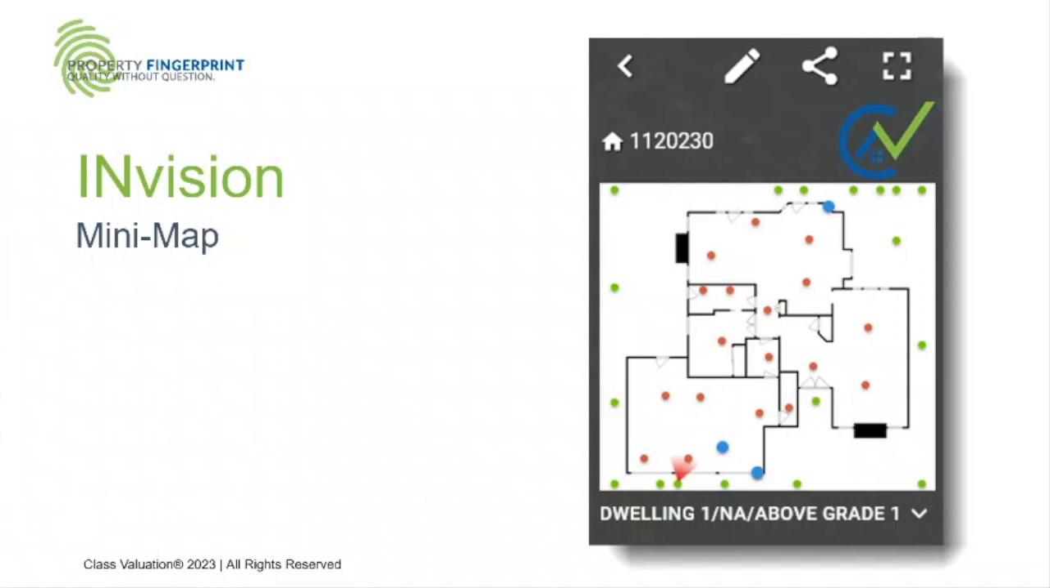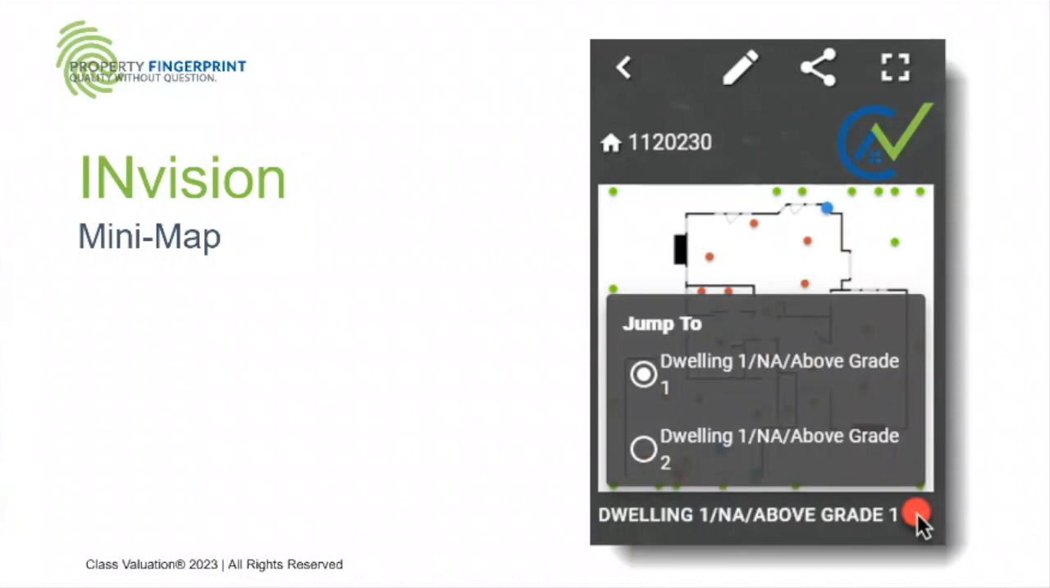Now back to the mini-map. The dot with the cone represents your current position at the property and the view direction. And at the bottom of the mini-map, there is a text indicating what level, above or below grade, you're at. And we start at above grade level 1. Clicking on the arrow down will reveal any and all levels to the property, and you can jump to the desired level by selecting the corresponding radio button.